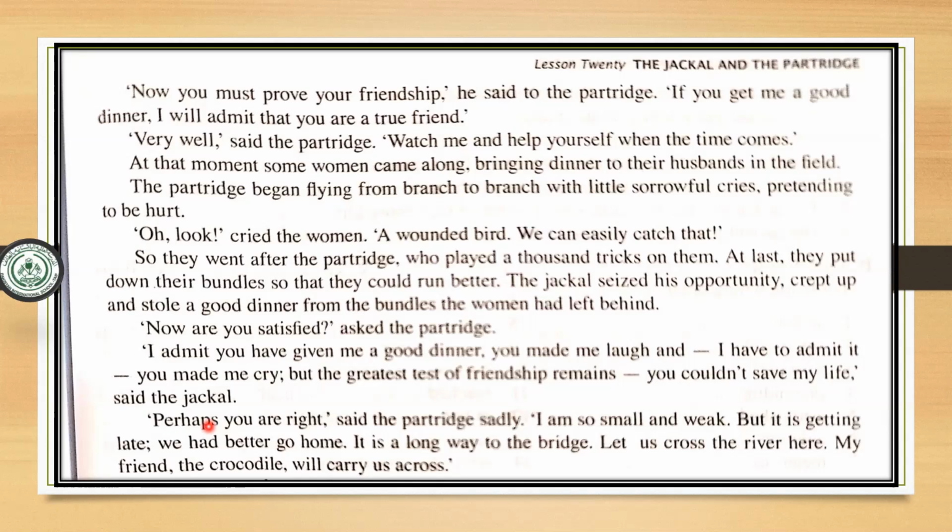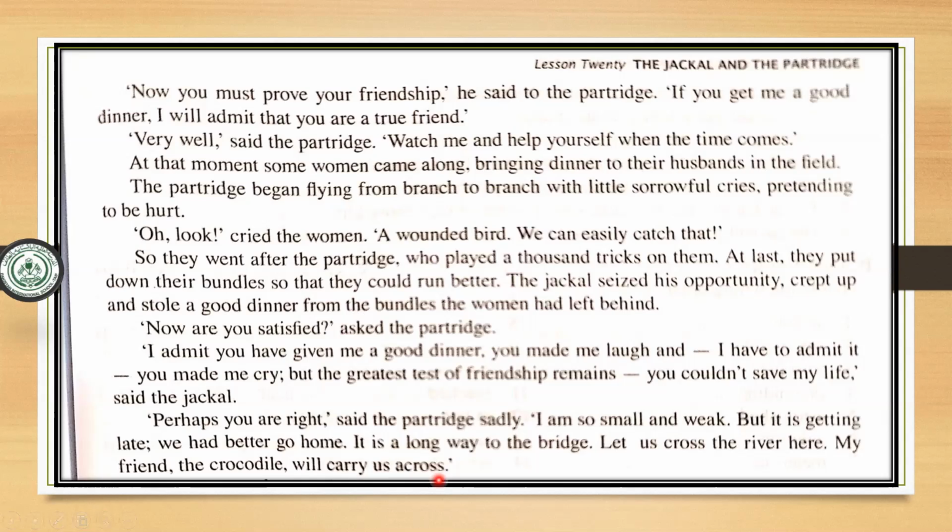Now, dear students, the jackal said, "I admit that you have given me a good dinner, you made me laugh and cry as well. But one thing which is very important is that you couldn't save my life." "Perhaps you are right," said the partridge sadly. "I am so small and weak, but it is getting late. We had better go home. It is a long way to the bridge. Let us cross the river here. My friend, the crocodile, will carry us across."